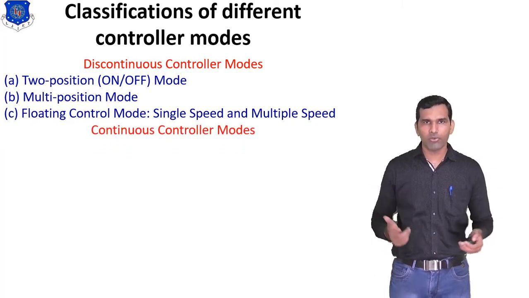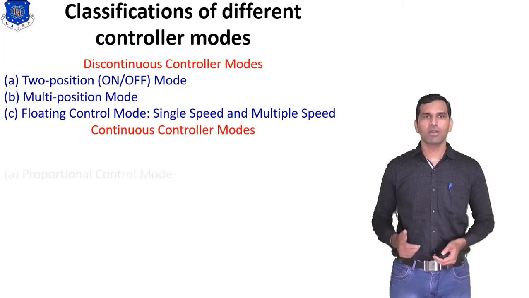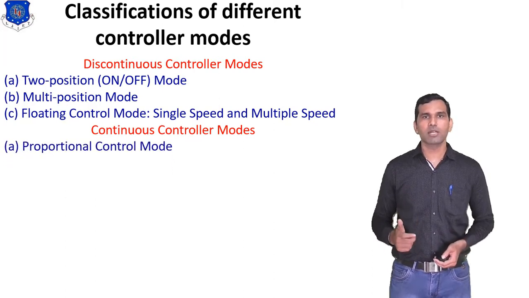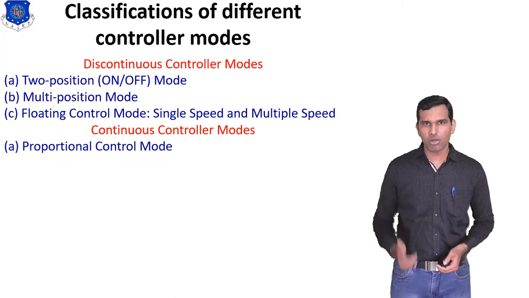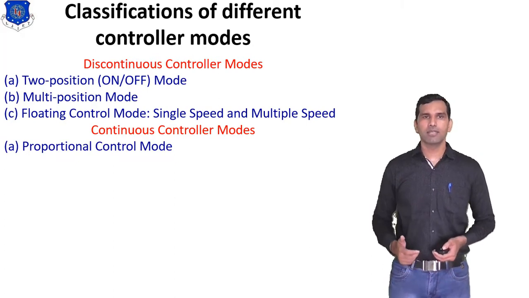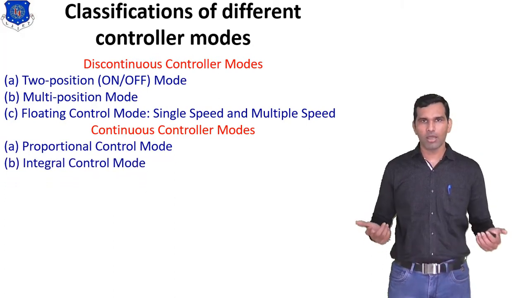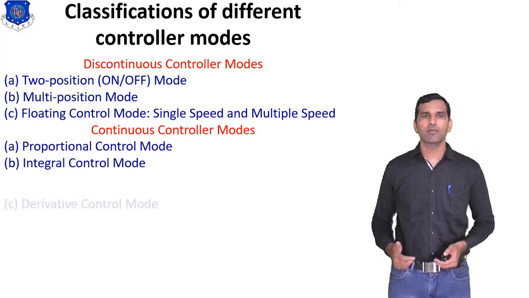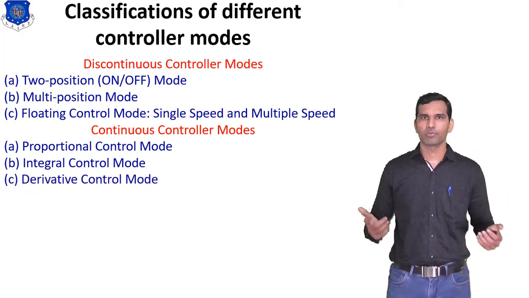The next type is continuous control mode. It also further divides. The first type of continuous control mode is proportional control mode, the second is integral control mode, and the third is derivative control mode.